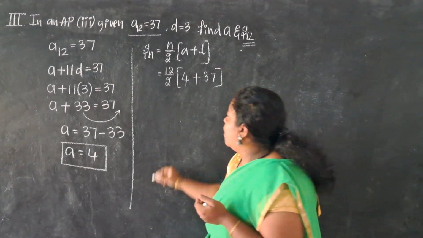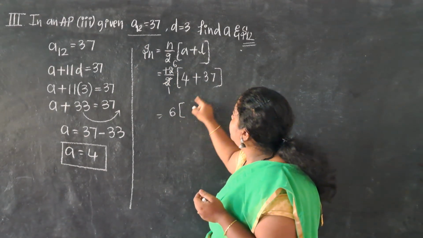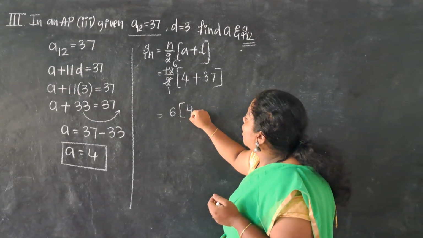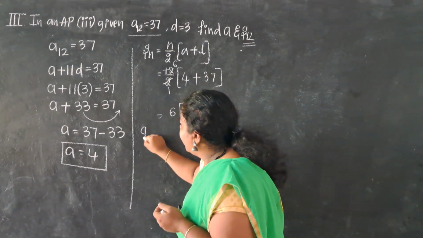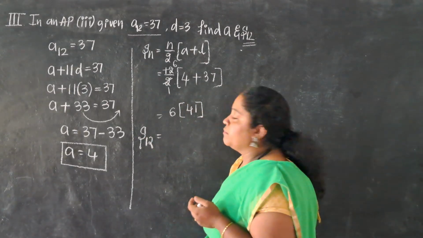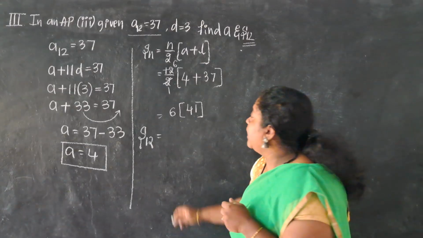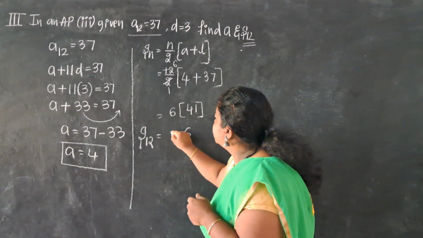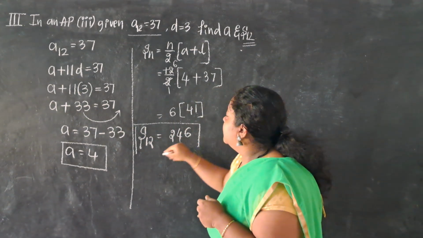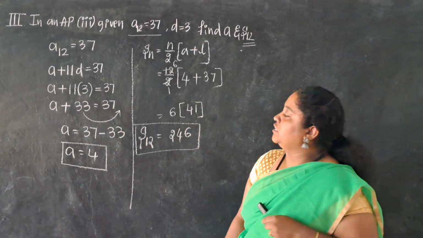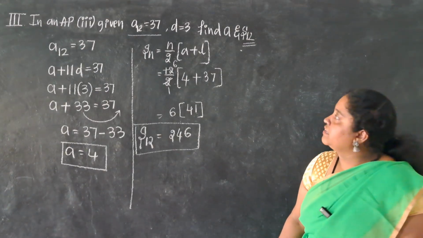Now 2 ones are 2, 6 ones are 6. Look at the board. 37 plus 4 is 41. I can write Sn as S12 now, because I am calculating the sum of the first 12 terms. 6 ones are 6, 6 fours are 24. So the sum of the first 12 terms is equal to 246.